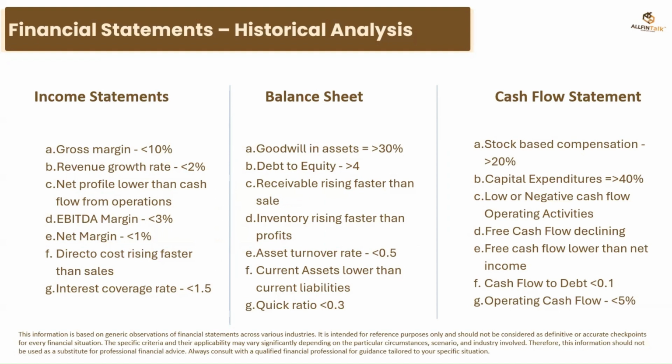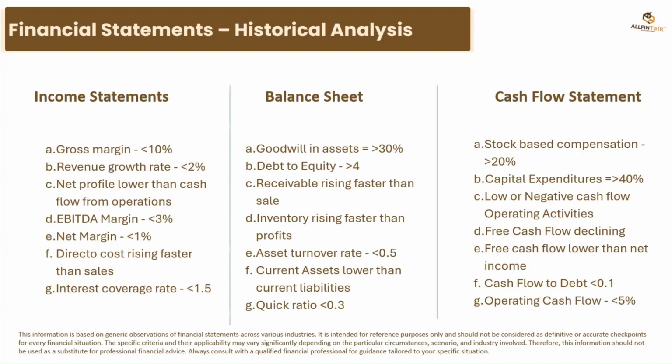For example, the gross margin should not be less than 10%. These are all red flags. Your revenue growth rate, if it is less than 2%, then there's something wrong with the company. All the pointers mentioned here should act as a red flag to you while you analyze any company. For example, your EBITDA margin is less than 3%, your net margin is less than 1%. All these denote that something is not right with the company if this is the consistent scenario over the past few years. Your direct cost is rising faster than sales, your interest coverage ratio is less than 1.5.